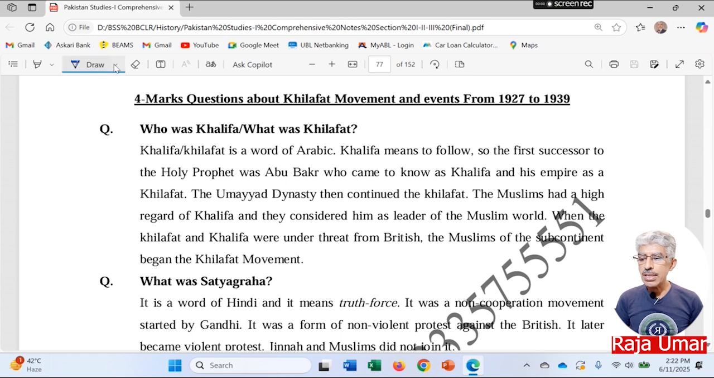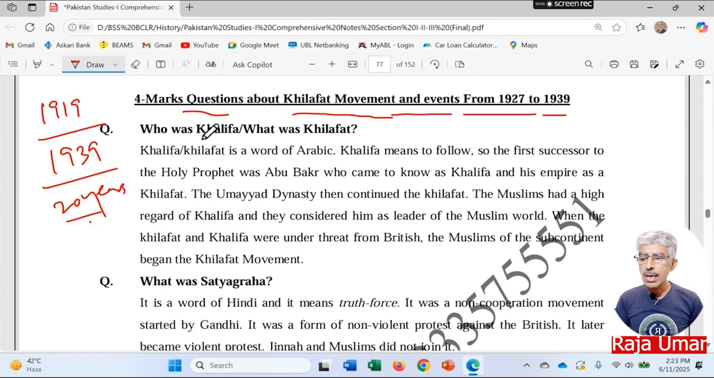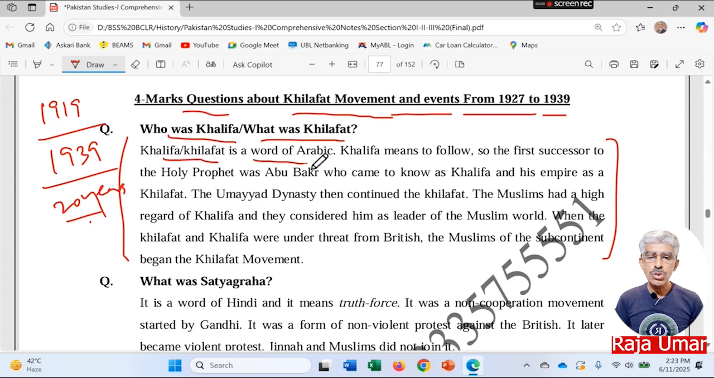And here are the questions. Number 1, who was Khalifa or what was Khilafat? These two questions may come up in the same question. Khalifa or Khilafat is a word of Arabic. Khalifa means to follow. So the first successor to the Holy Prophet was Abu Bakr Razi Allahu Anhu, who came to be known as Khalifa and his empire as Khilafat.